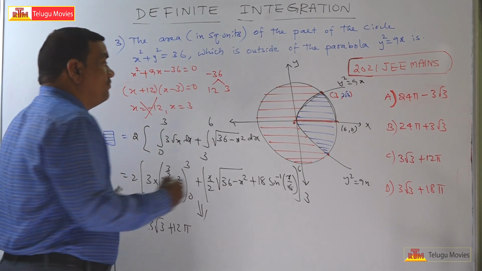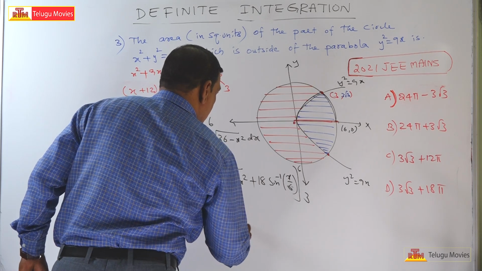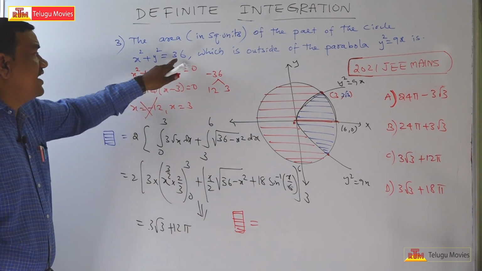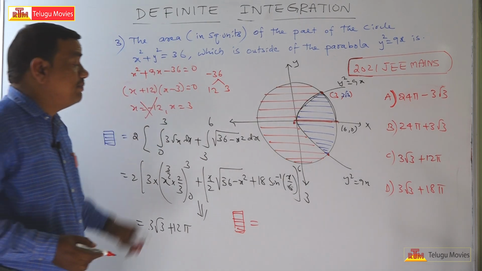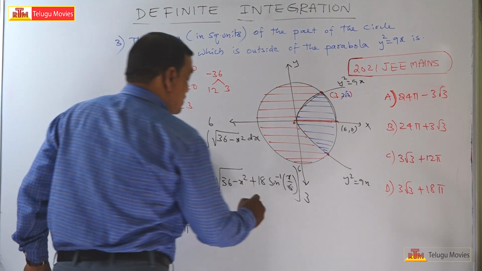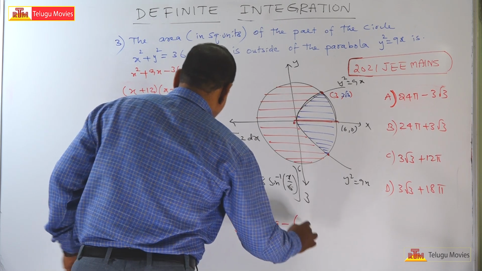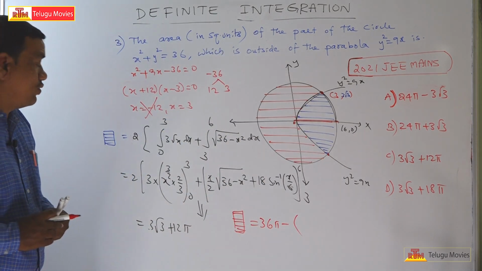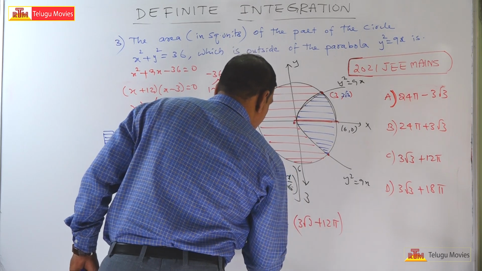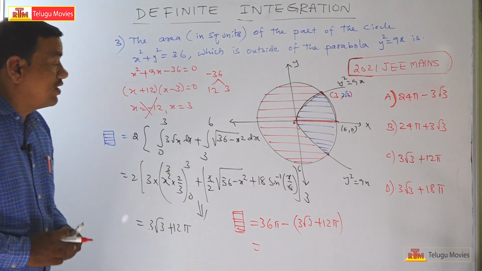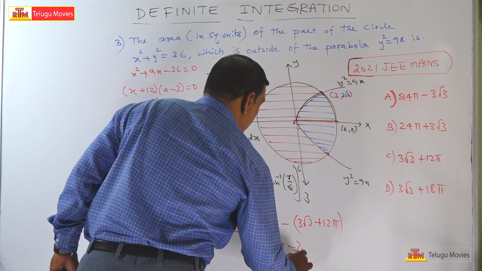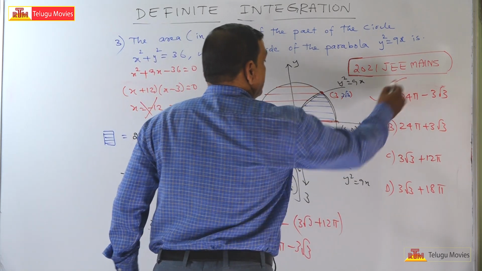I want the area of this red part. Understand? Total circle area, circle radius is r, that means pi r square, r is 6, so 36 pi. 36 pi minus 3 root 3 plus 12 pi is equal to 36 pi minus 12 pi, 24 pi, that is 24 pi minus 3 root 3. So option A is the right answer.